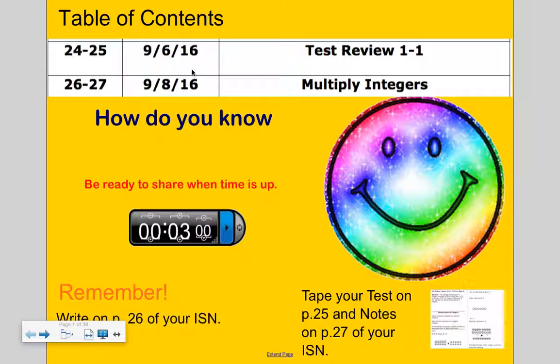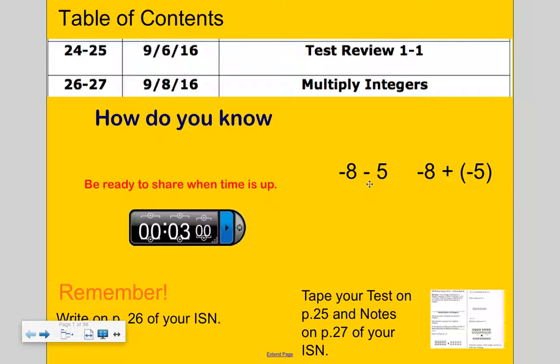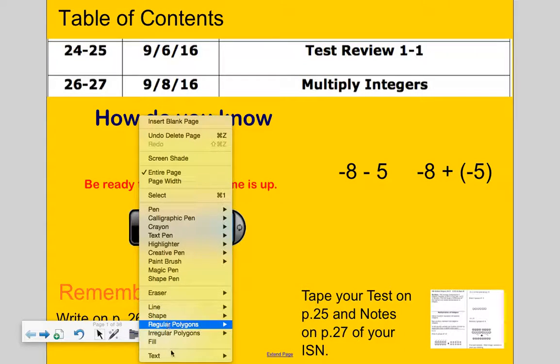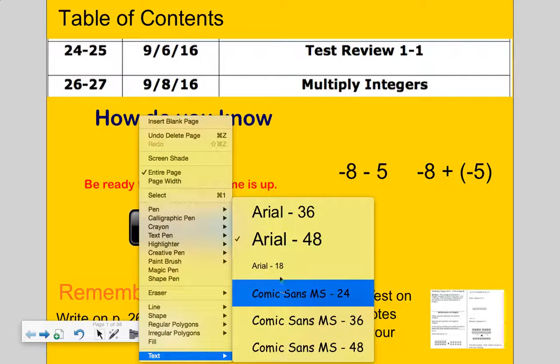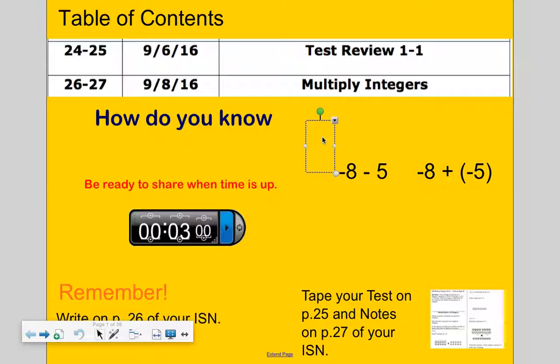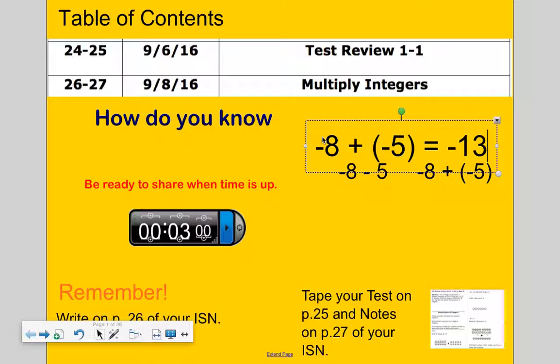To multiply integers, let's look at our number routine today. How do you know that negative 8 minus 5 is equivalent to negative 8 plus negative 5? Well, we could do several ways. You can use something called add the opposite. So I keep negative 8, I add, and what's the opposite of 5? Negative 5. And it equals negative 13. So that's one way, so they are equivalent.